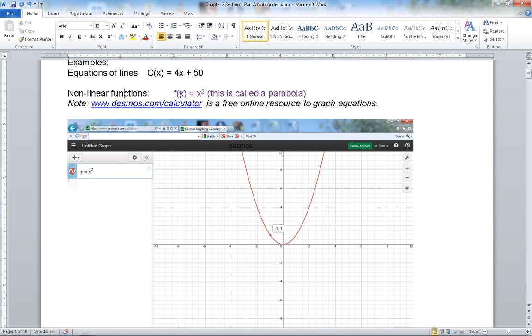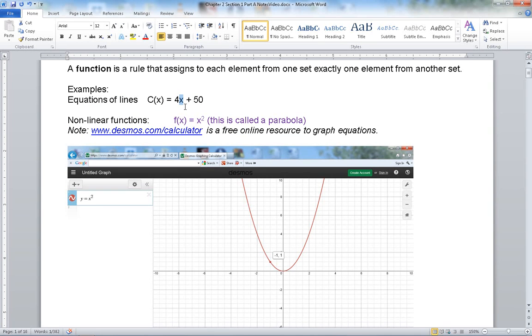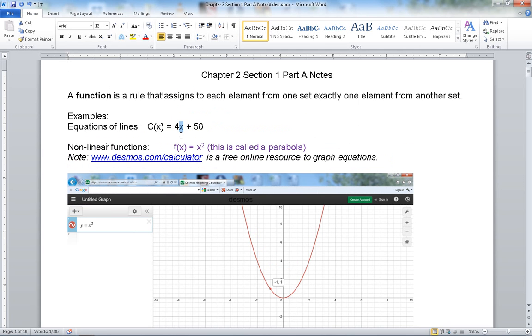So the input was negative 1. And when you take negative 1 squared, or negative 1 times negative 1, you get the output, or the y value, of 1. Similar to the cost function, if I had plugged in 25 for the value of x, 4 times 25 would be 100, and 100 plus 50 would be 150. So then we would say that the cost function is taking the value, the first element, 25, and it's mapping it to, or assigning it to, the second value, which is the y-coordinate of 150.